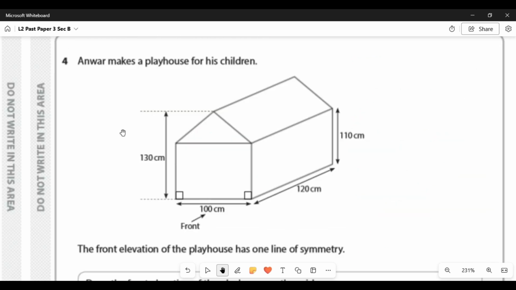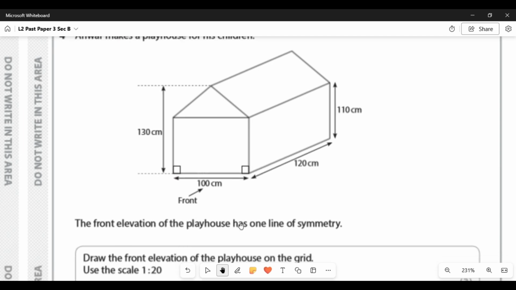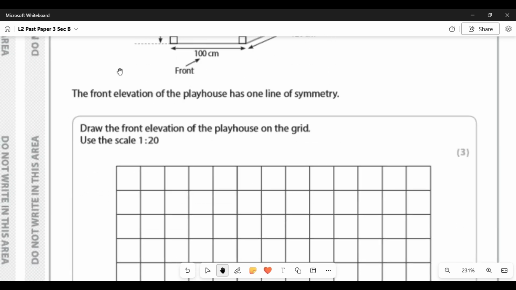Question 4. Anwar makes a playhouse for his children. Okay, the front elevation of the playhouse has one line of symmetry. So they're showing you there is the front elevation. Can you see with the arrow? Is that bit there? Draw the front elevation of the playhouse on the grid. Use the scale 1 to 20.